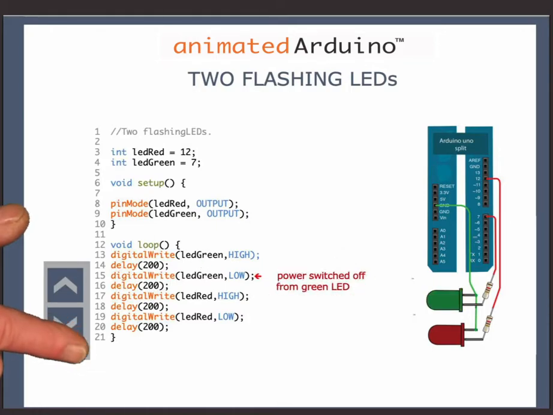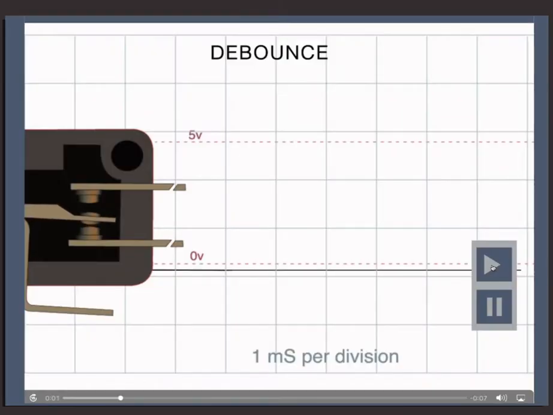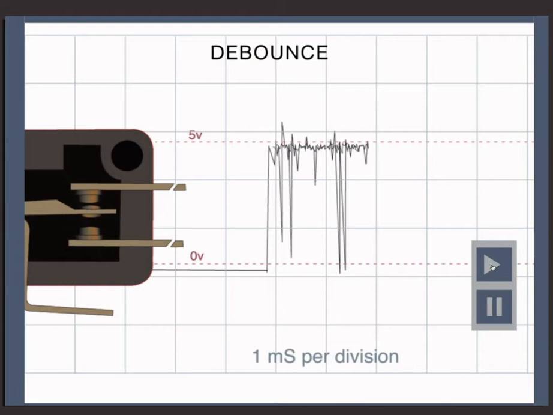Each of the topics covered in the book has animated content to help explain things. This first animation helps to explain how a potentiometer works. And this animation is part of the topic on switch bounce. It shows the trace on an oscilloscope.